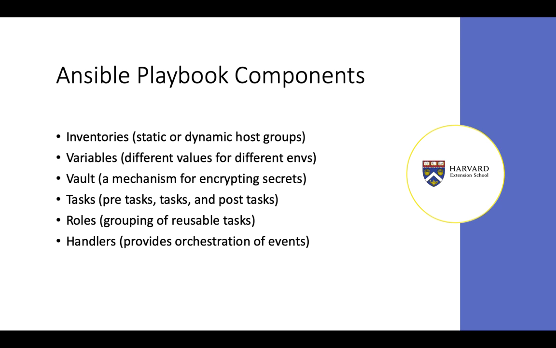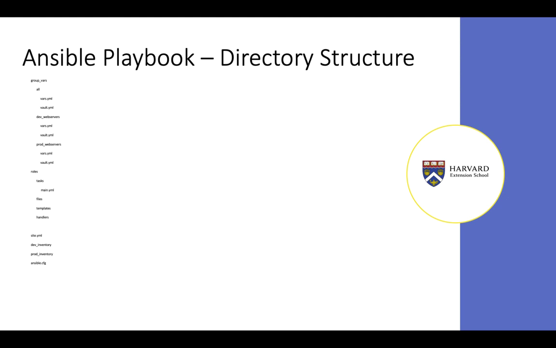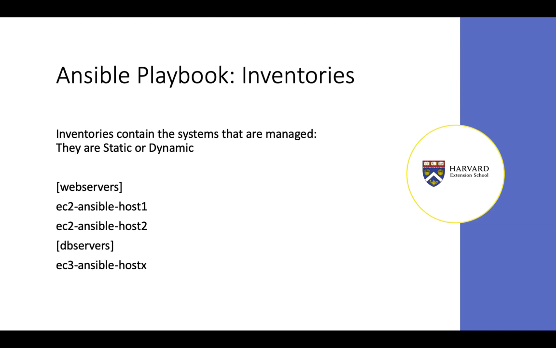In case I want to secure my sensitive information such as passwords, I can use Vault, which is part of the Ansible components. A typical Ansible playbook structure may look something like this. As you can see here, I have various roles, tasks, handlers, templates, and so on and so forth. Now inventories, as I mentioned before, is nothing but a bunch of servers I'm listing in this case, grouping them into different buckets. In my case, for example, host 1 and host 2 are in the web servers bucket.